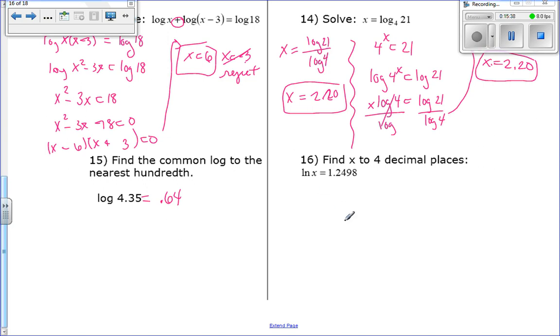For number 16, find 4 decimal places. The natural log of x equals 1.2498. This is where we need to use second log, and in this case, we have natural log. So it's second ln on the calculator of 1.2498. And when you type it in, it's actually going to look like e to the caret of 1.2498, which in this case is 3.4896.